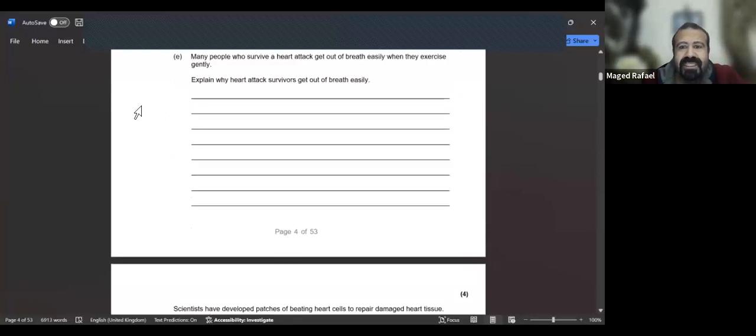Let's go to question E. Many people who survive a heart attack get out of breath easily when they exercise gently. Explain why heart attack survivors get out of breath easily. This is related to the idea of the heart attack. Heart attack means that the muscle of the heart cannot contract. So less oxygen reaches cells.